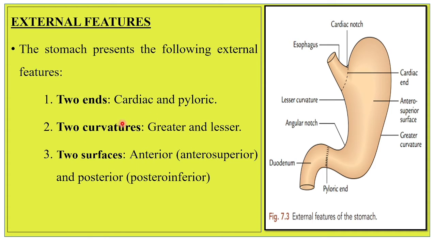So you'll have two ends, the cardiac and pyloric end. You'll have two curvatures, the greater and lesser curvatures, and you'll have two surfaces, the anterior, otherwise known as anterosuperior, and posterior, otherwise known as posterior-inferior surfaces.